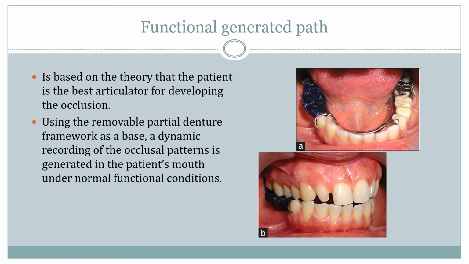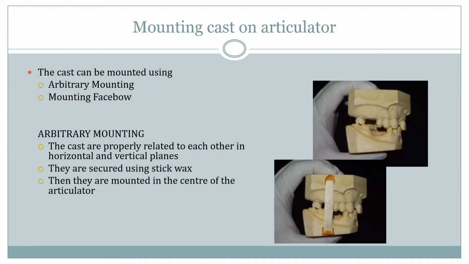It is most commonly used in your fixed partial denture processes, but yes, it can also be used in your cast partial. Mounting on the articulator is quite simple. You can either do arbitrary mounting, or you can do mounting with the help of a face bow. Face bow again in itself is a separate topic which will be explained in detail.